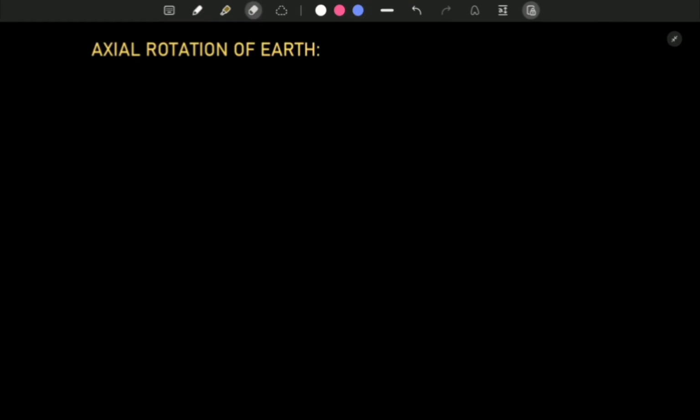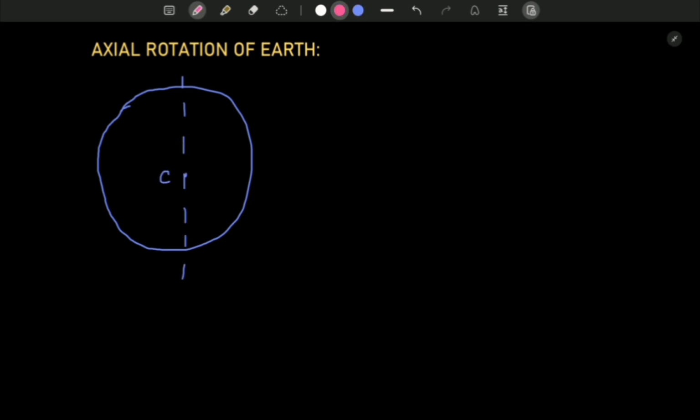The value of g also varies with the axial rotation of the earth. So let us see how the value of g depends on rotation of the earth. So let our earth be like this, and it is revolving about its center, which is C, with omega.